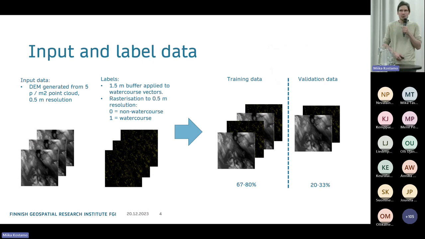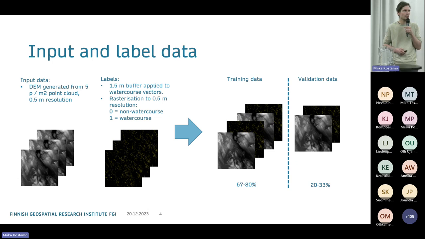So this is the input and label data that we use. We used the elevation model in 0.5 meter resolution, which is generated from the 5 point per square meter point cloud. And in the ADMA, we tested a lot of different input layers, but this was found to be by far the best. And then for the labels, we have these digitized line vectors, and we use a fixed 1.5 meter buffer for those. We rasterize that to the same grid as the input data. And basically zero is a non-watercourse pixel and one is a watercourse pixel. Then we divide that into training and validation data. Depending on the test, we have different ratios.